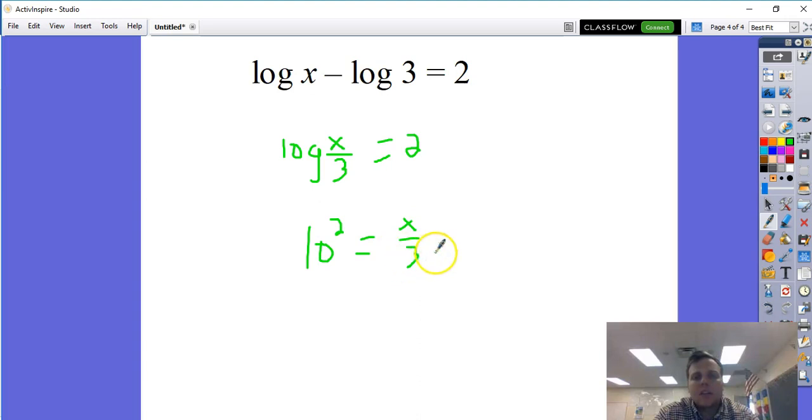X divided by 3. You want to get just x, so you need to multiply by 3 on both sides. And so that gives you 300, because 10 squared is 100. 3 times 100 is 300. And that's problem 2. So let's move on to problem 3. That's probably our hardest problem on this entire paper.